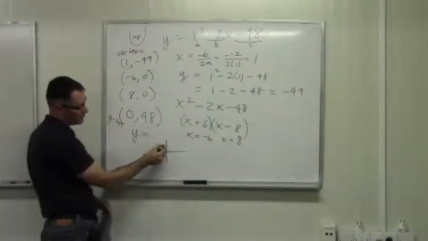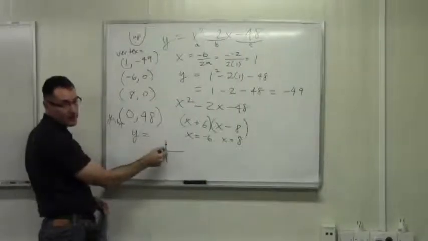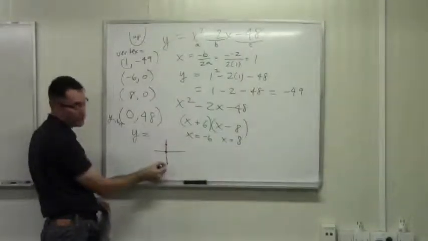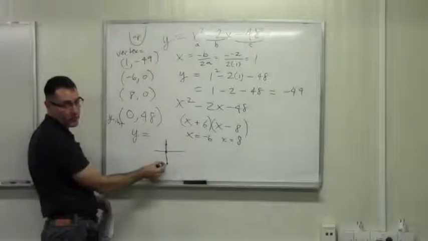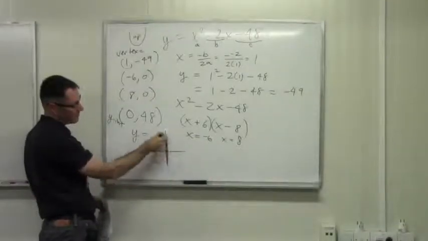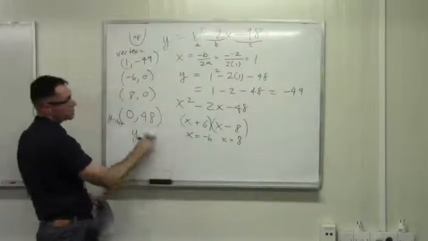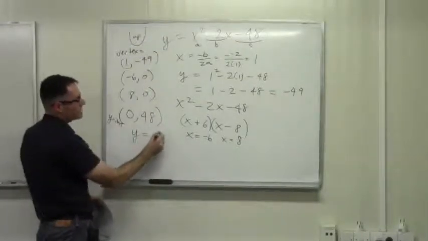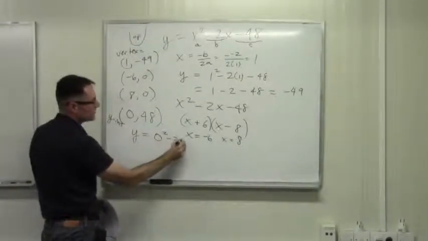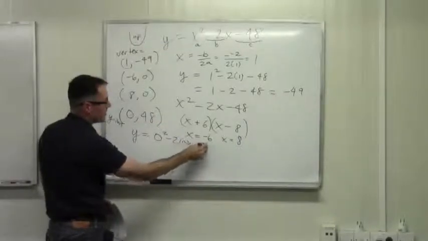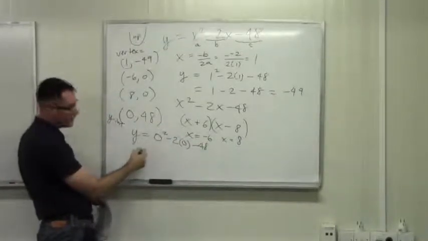Nope, 0, because this way is x, right? What's x equal to here? 0. X equals 0 anywhere on this line. Right? So what that means is you'd plug in 0 up there. 0 squared minus 2 times 0 minus 48. Y equals what? Negative 48.